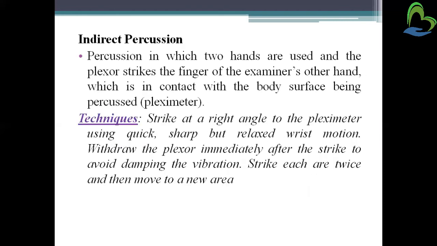Then indirect percussion. It is percussion in which two hands are used and the flexed finger strikes the finger of the examiner's other hand, which is in contact with the body surface being percussed, called the pleximeter. What is the technique? Strike at a right angle to the pleximeter using a quick, sharp but relaxed wrist motion. Withdraw the plexor immediately after the strike to avoid damping the vibration. Strike each area twice and then move to another area.